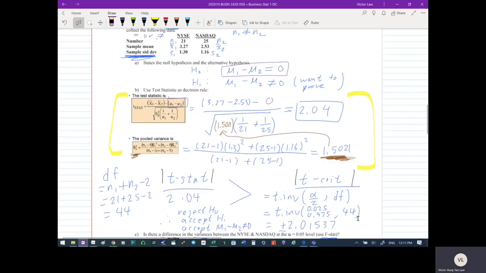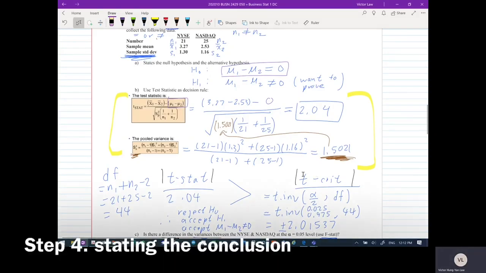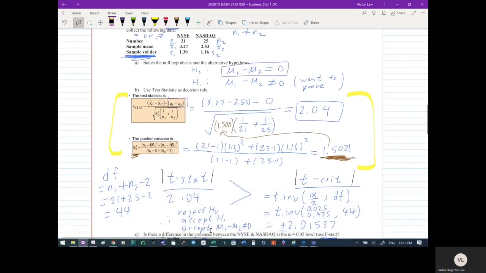For the degrees of freedom, the formula I gave you is n1 plus n2 minus 2. So 21 plus 25 minus 2 gives 44. We put that in and get plus or minus 2.01 as our t-critical. Once we have the t-statistic and t-critical, we compare them in absolute value. The t-statistic is greater than the t-critical, so we reject H0 and accept H1. We're accepting that mu1 minus mu2 does not equal 0.